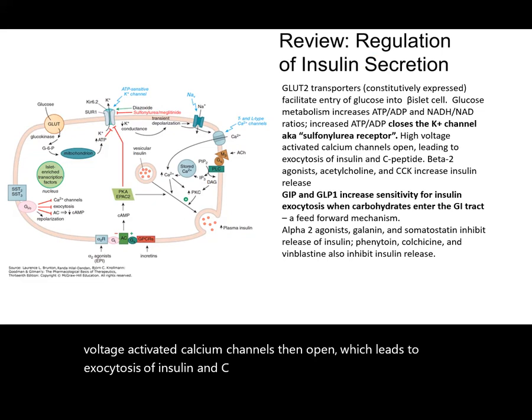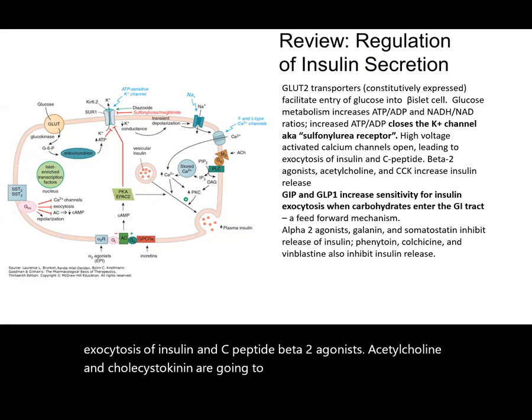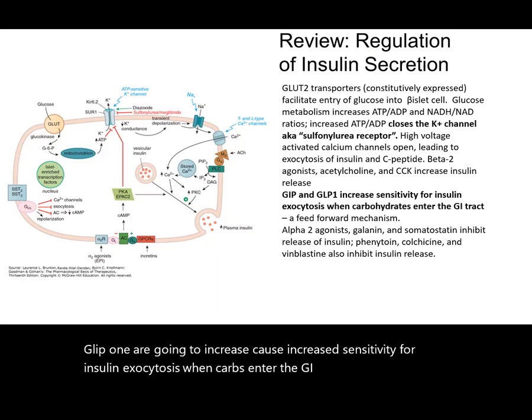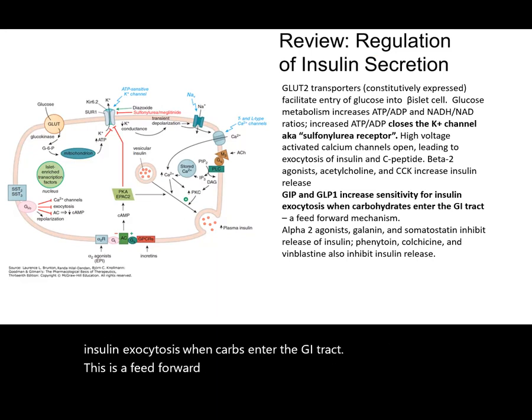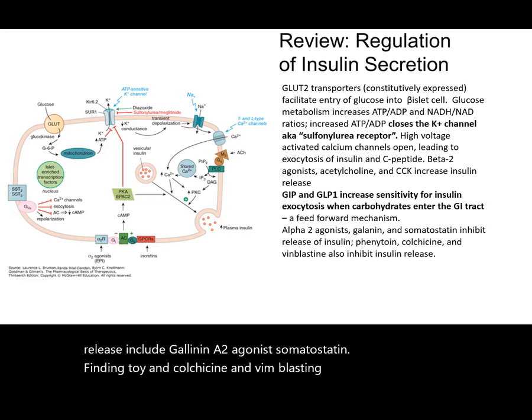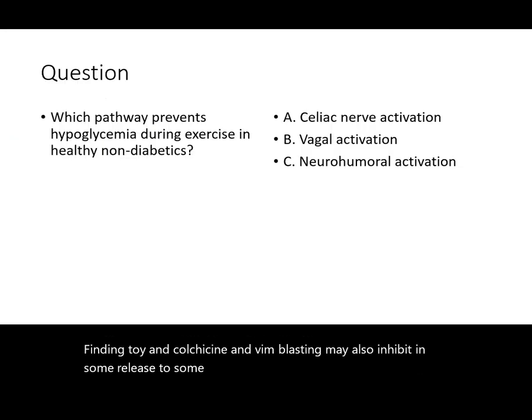Beta-2 agonists, acetylcholine and cholecystokinin are going to all increase insulin release. GIP and GLP-1 are going to cause increased sensitivity for insulin exocytosis when carbs enter the GI tract. This is a feed-forward mechanism. Things that inhibit insulin release include galanin, alpha-2 agonists, somatostatin. Phenytoin, colchicine, and vinblastine may also inhibit insulin release to some degree.